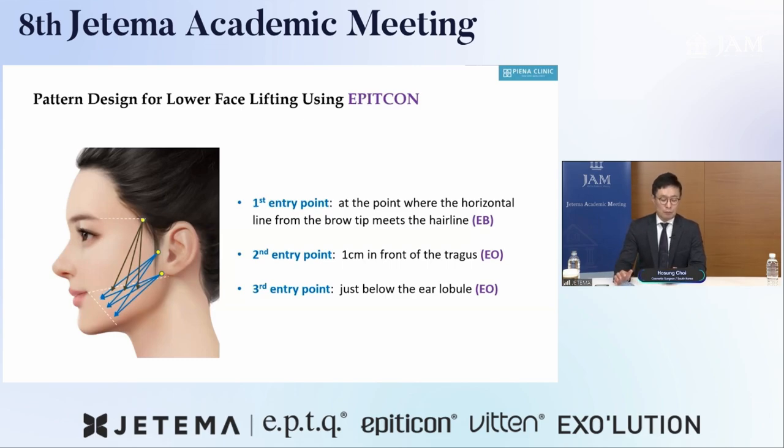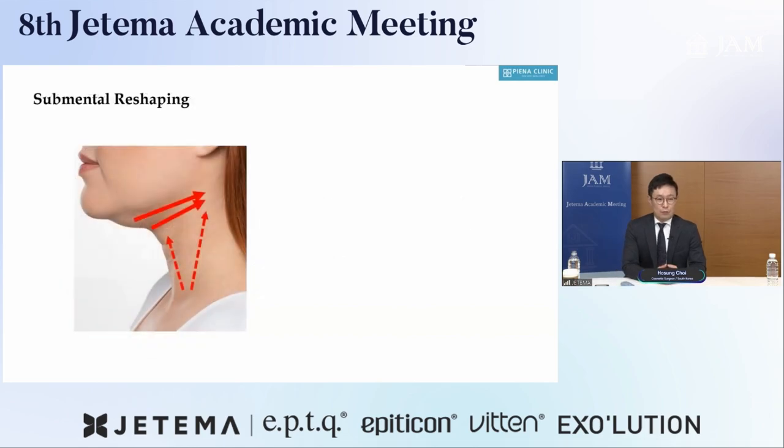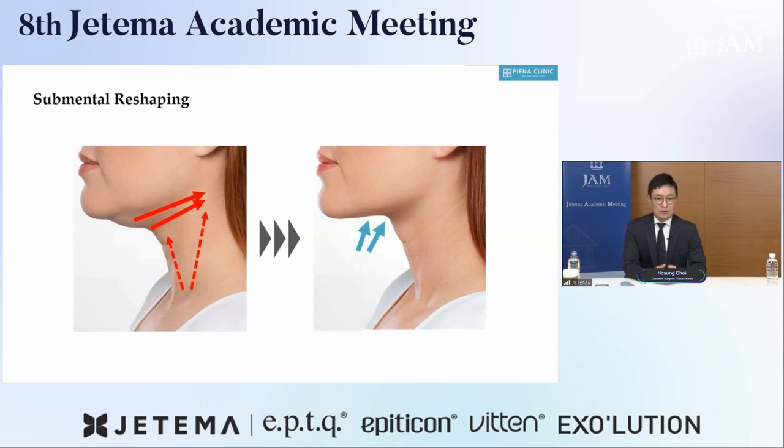And for the more vertical vectors, I use Epiticon Bi, and for the horizontal vectors parallel to the jawline, I usually use Epiticon Original. And for the submental area, when we lift up the submental fat to reshape or tighten the submental skin, then directly the neck can also be somewhat lifted up. So when we target the submentum, we can expect that the neck lifting effect will be combined after the treatment.